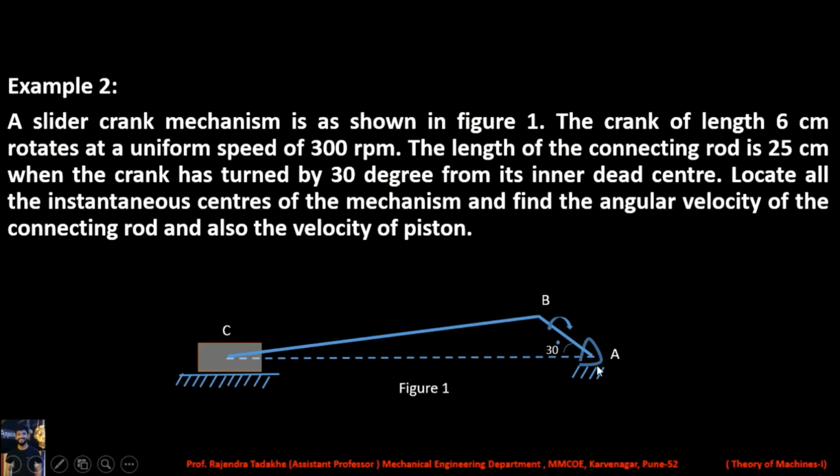So this AB is the crank whose dimension is given as 6 cm, that is length of the crank is 6 cm. Then BC is the connecting rod whose length is mentioned as 25 cm. Then the angle of the crank from the inner dead center is given as 30 degree, and this is a slider. So let's move to the solution.